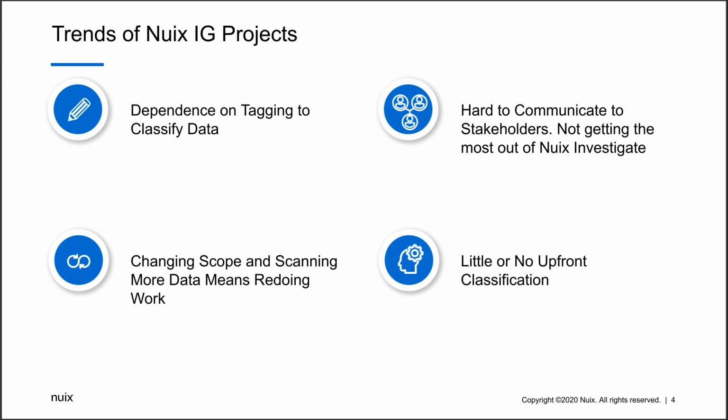I mentioned that there's a whole bunch of other stakeholders involved in information governance. Those different leaders of different organizations, they're not the ones actually going inside the Nuix application. They have to be communicated to by the practitioner. And sometimes it's hard to communicate how that project's going. And without that kind of communication, you can lose momentum in the whole project. So it's really important. So really, they're not getting the most out of Nuix Investigate, which can be used to help with that communication to stakeholders.